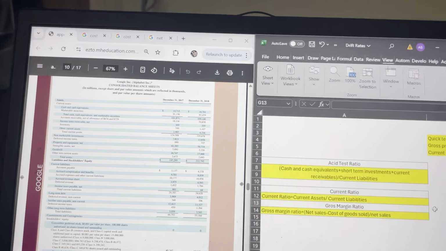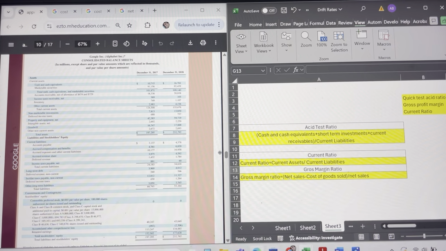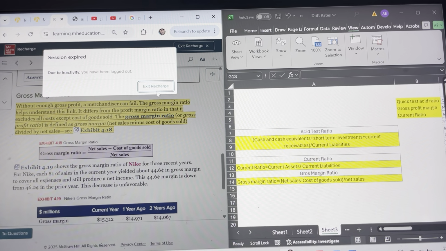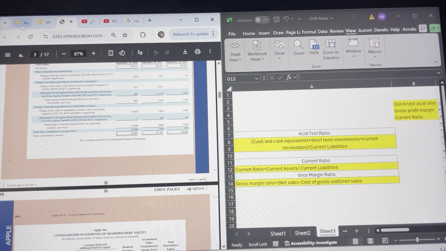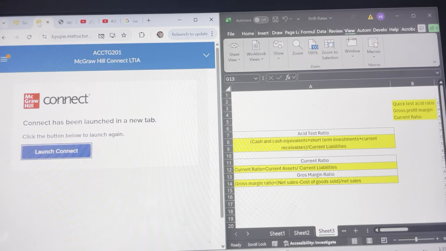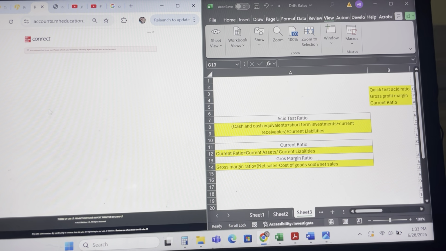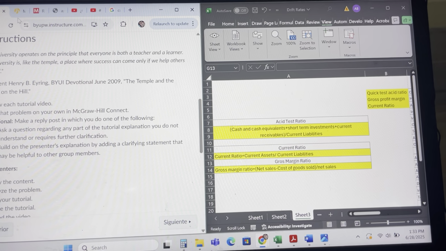Okay. Now if we go to the book, which I lost connection to, we can actually know better the acid test ratio.